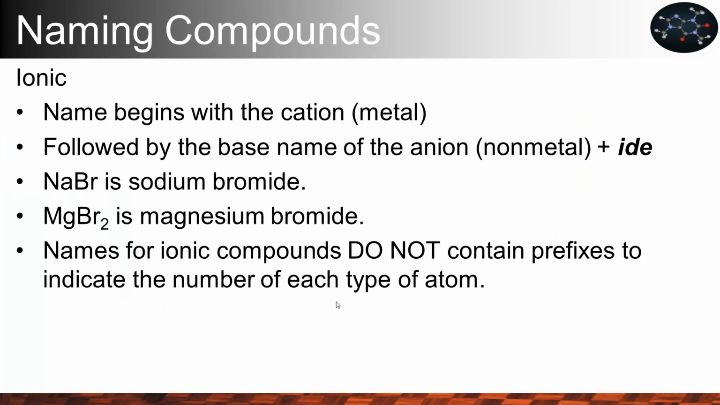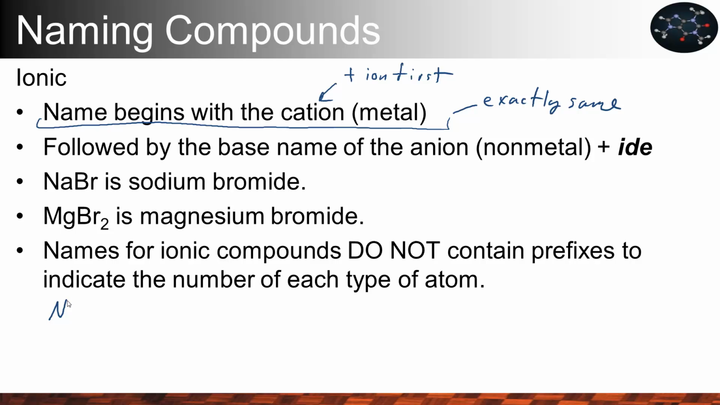Alright? When we're naming compounds, the easiest way to do this is just look at the ions involved. What we're going to do is look at the first thing in the formula. That will be the cation. We always list the positive ion first in the formula. Okay? What we do is we name that exactly the same as the element.